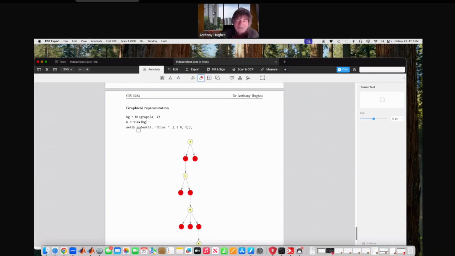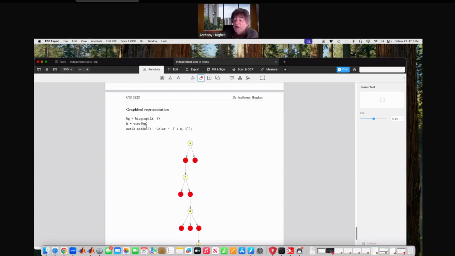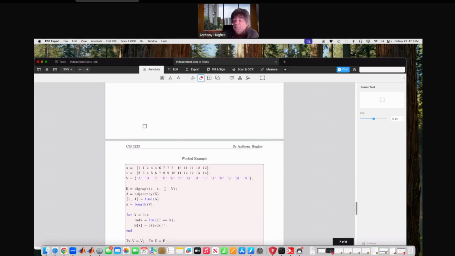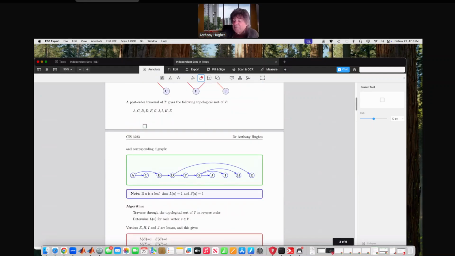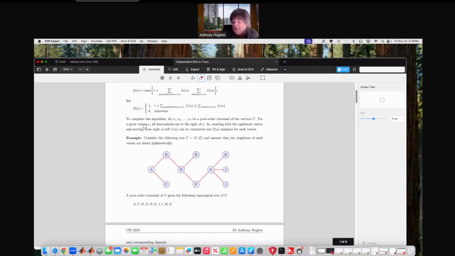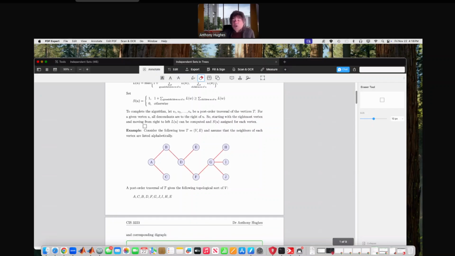Okay. All right. We're using the bioinformatics toolkit that's built into MATLAB. This has obviously got interest from the bio people. But let me go back to the beginning. Here's our graph. So what we're looking for in this graph is a maximal independent set.